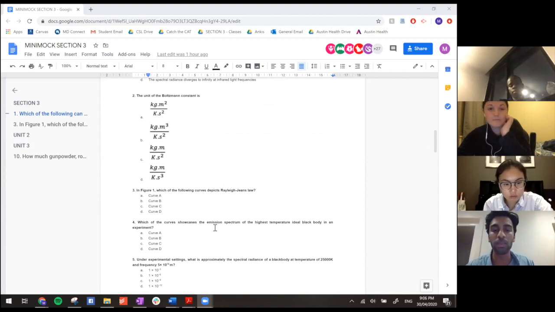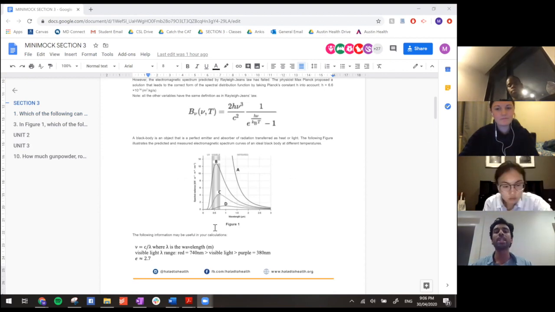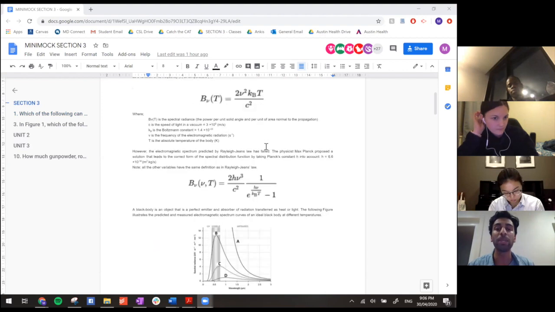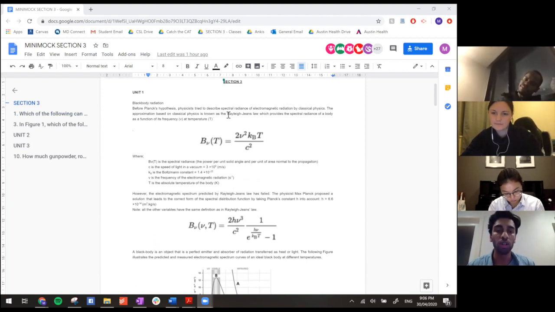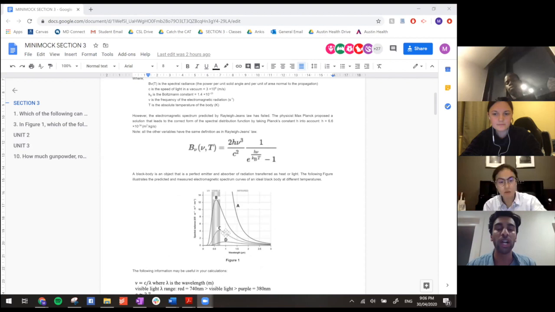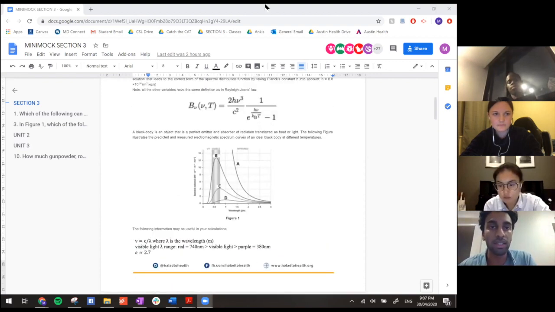Which of the curves shows the emission spectrum of the highest temperature ideal blackbody in an experiment? Okay, so in this question, first of all, it's talking about in an experiment. So that gives a clue as to which formula we need to be using in relation to temperature. What we noticed is that Rayleigh-Jean's law was essentially a theoretical law that was being provided. And it was something that was being revised by Planck and is what provided this formula. And considering the fact that Rayleigh-Jean's law had failed, it's more likely that we are using Planck's constant to figure out what the answer to the question was. So if we look at this formula, and we notice where temperature is involved, I'm just going to annotate just to help you guys follow.